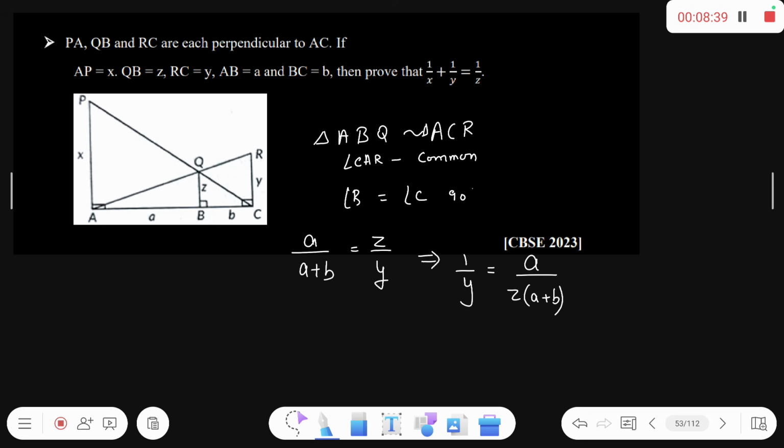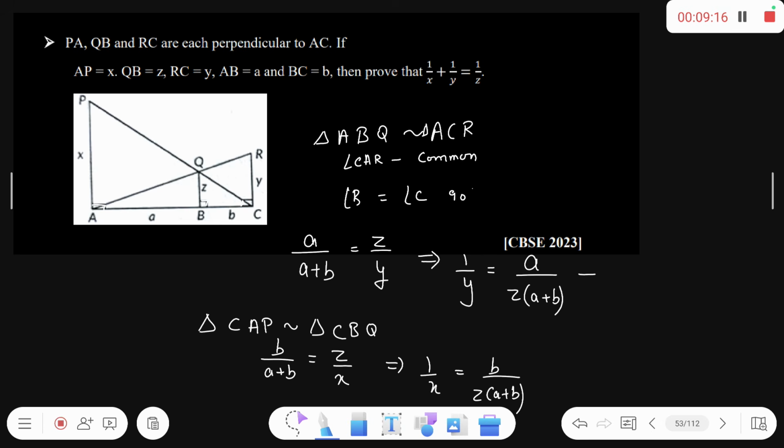Similarly, when you prove triangle CAP similar to triangle CBQ, you can say again this small angle is common and this is 90, this is 90. So these two are similar. So on similarity basis, you can say B upon A plus B is equal to Z upon X. Again 1 by x is equal to b upon z times a plus b.